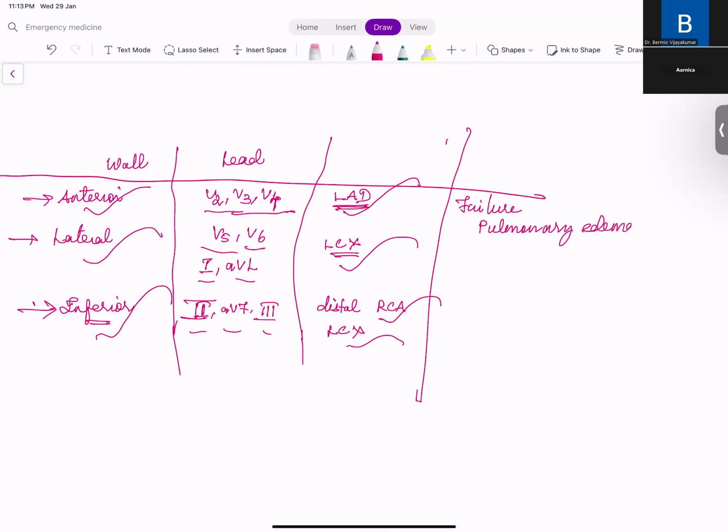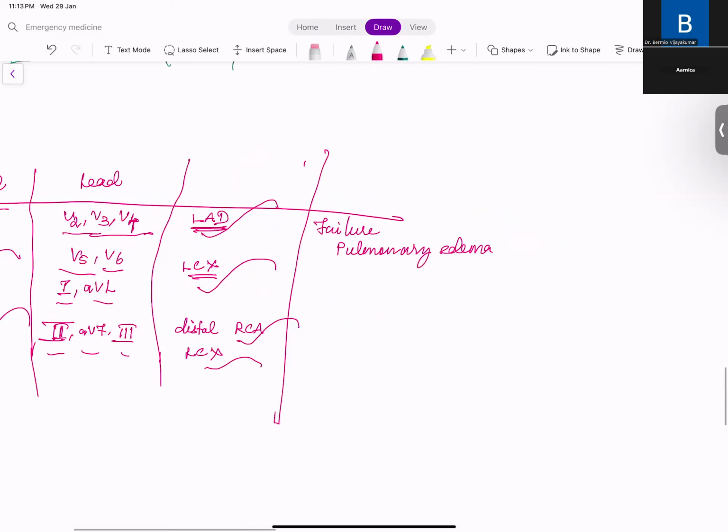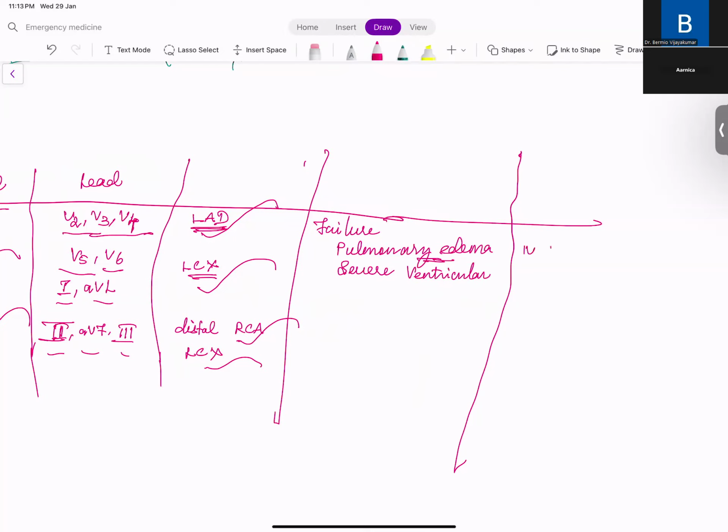So your management of anterior wall MI, in addition to giving loading dose, thrombolysis, or PCI, should be in identifying or picking up pulmonary edema early. Plus, there can be severe ventricular arrhythmias as a complication. Because a larger part is infarcted, there is more chance of arrhythmia. So we may have to give IV diuretics like furosemide.